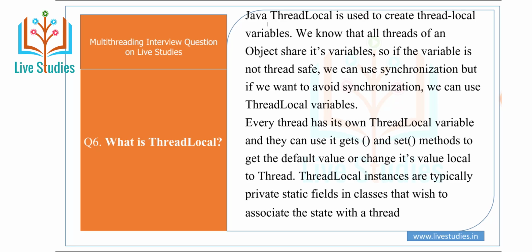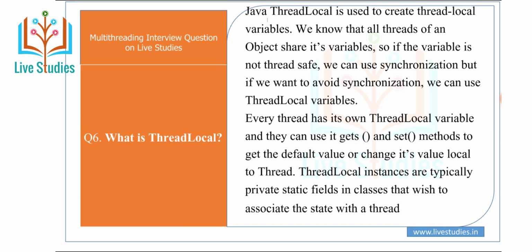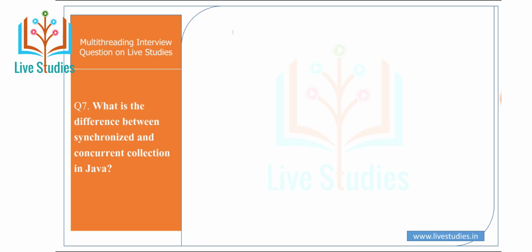Each thread has its own thread local variable, and it can use the get method and set method to get the default value or change it. It is a value local to the thread. Thread local instances are typically private static fields in classes that wish to associate state with a thread. Move to another question.